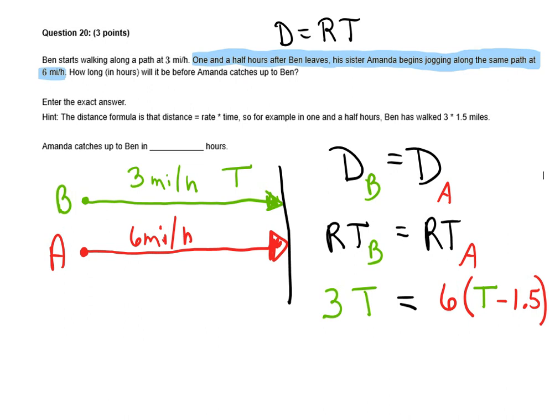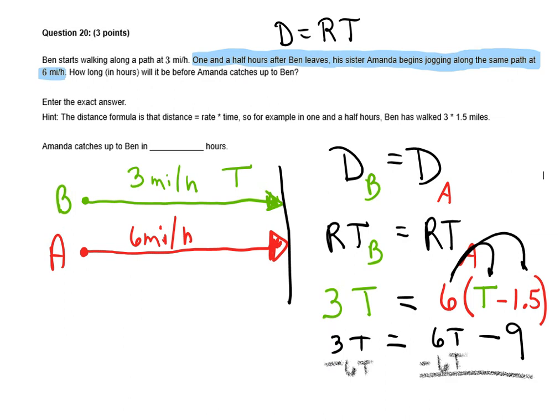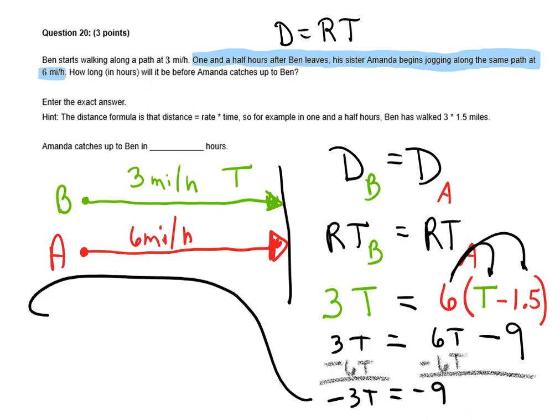And now I'm going to solve this equation. I'm going to have 3t equals, I'm going to distribute the 6. That's going to be 6t minus 6 times 1.5, which is 9. I am then going to subtract 6t from both sides. That's going to give me negative 3t equals negative 9. I'm running out of room, so follow me. Then if you divide both sides by negative 3, you're going to get t is a positive 3.